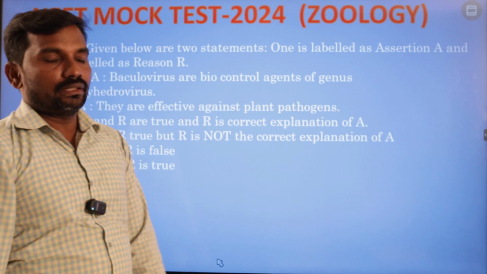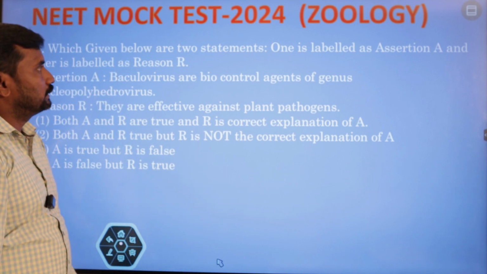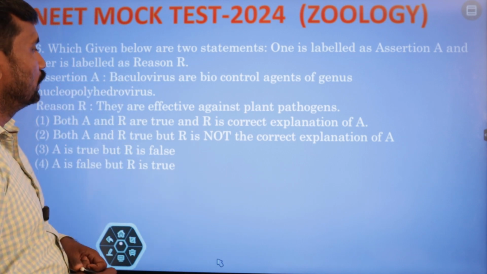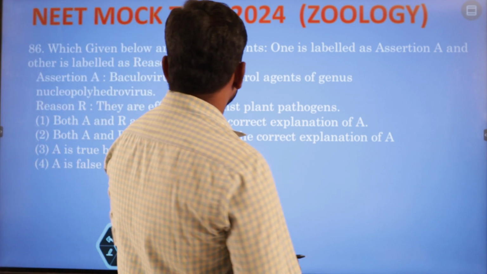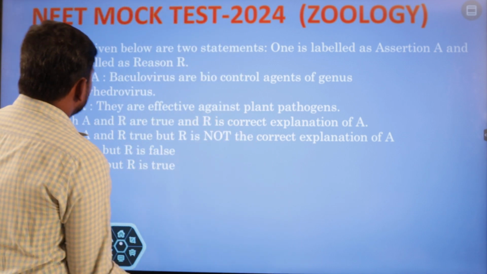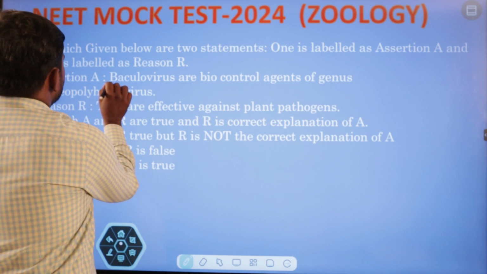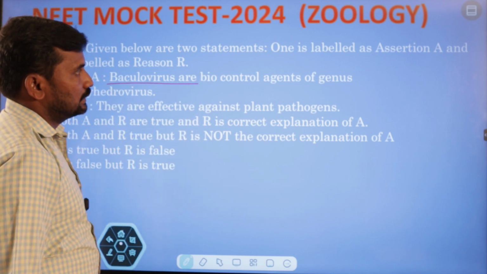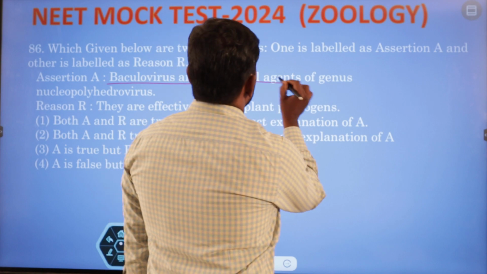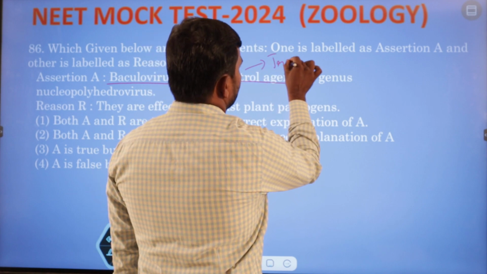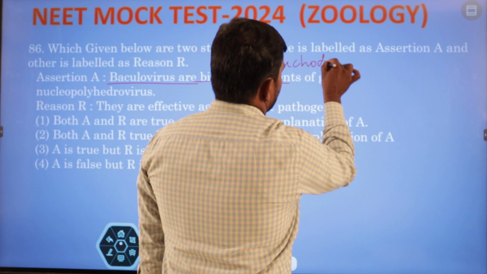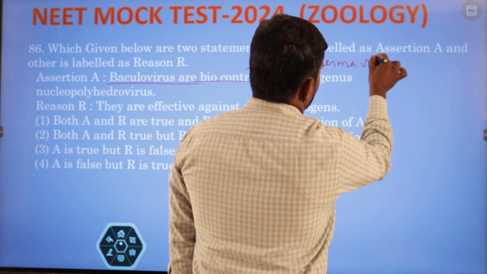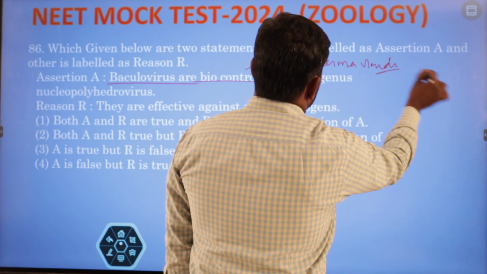Section B, zoology questions, part B. These are basic questions. The first question may be asked from microbes in human welfare. It is an assertion and reason question. This is baculovirus, a biocontrol agent. Baculovirus and Trichoderma viride are some biocontrol agents.